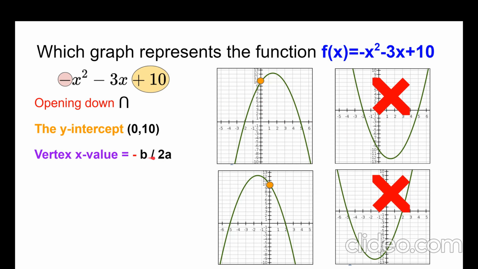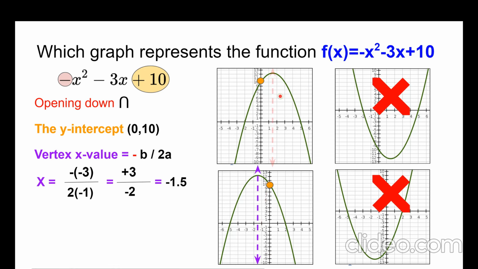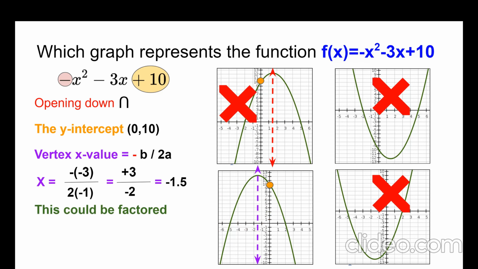The vertex is negative b over 2a. The 3 is negative, make it a negative, that's a plus 3, and 2 times negative 1, that's a negative 2. So 3 over negative 2, that is negative 1.5. This is negative 1.5 and this is 1.5. So you notice it is this answer. You could also continue to make sure it is the one: factor this quadratic, and you're going to notice that the zeros or the solutions are 2 and negative 5. So that's how you know for sure it is this answer.